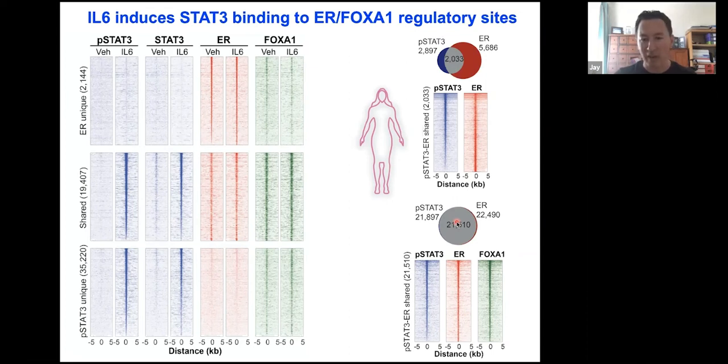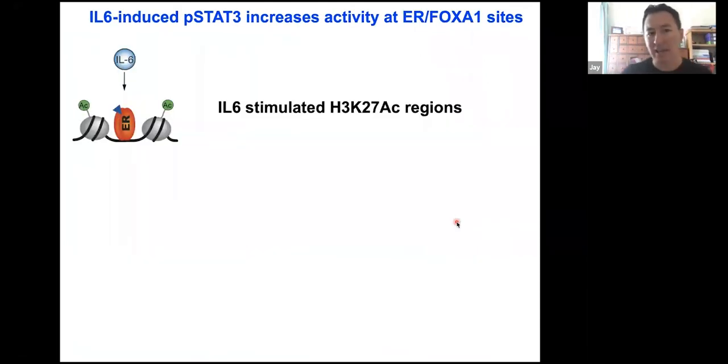We rarely see this degree of overlap, even in cell line models between replicates of the same thing. So it suggests that this protein, when it goes to the chromatin, tends to go where ER and FoxA1 are already bound. Now, just because it's binding doesn't mean it's active.